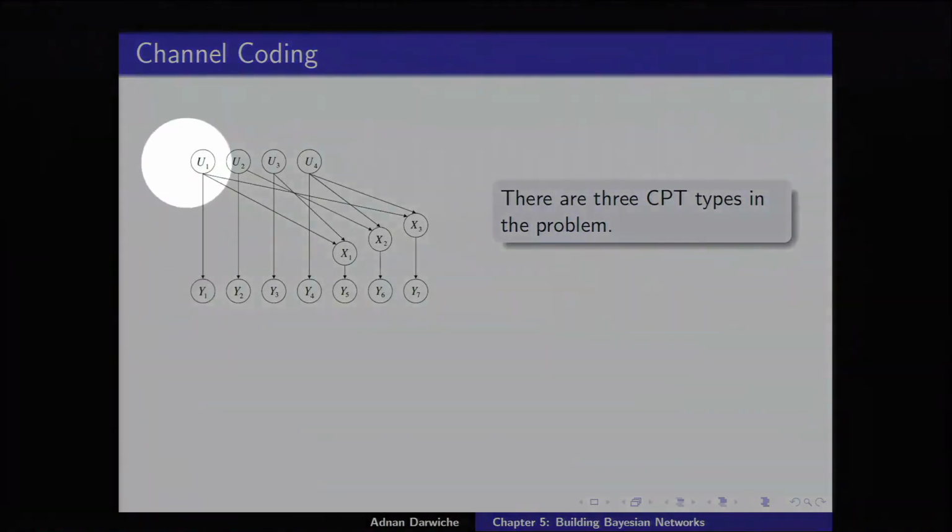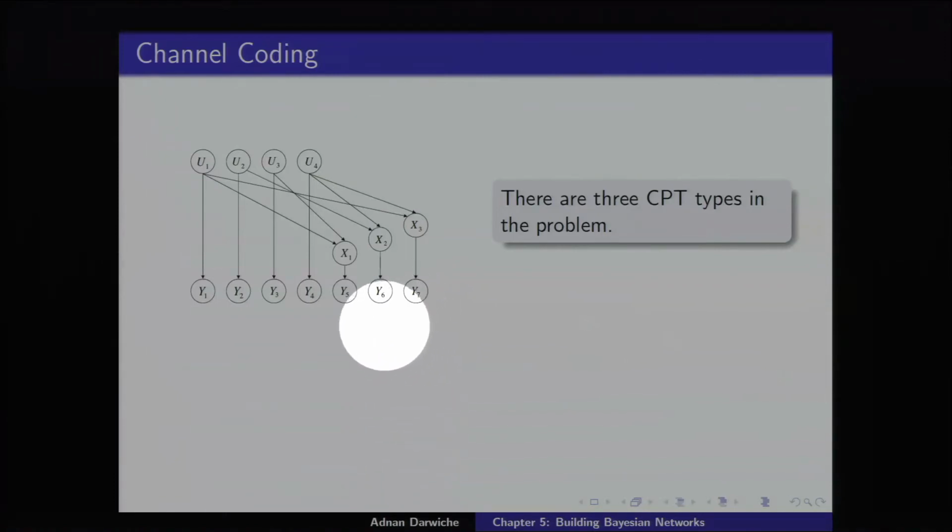For these guys, for those, and for this guy. For the x1 through x3, that's straightforward, right? Because they're just XORs, correct? So that's a deterministic CPT, 0, 1, trivial. These guys depend on the noise model that I have. In this case, we had a very simple noise model, which said the bit will flip with probability 1%.